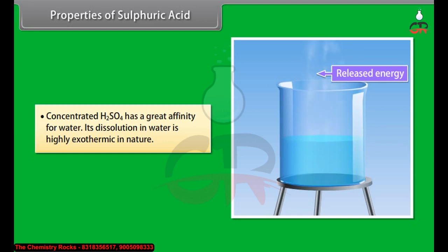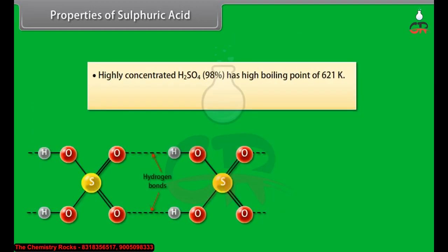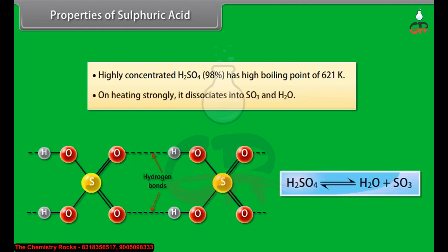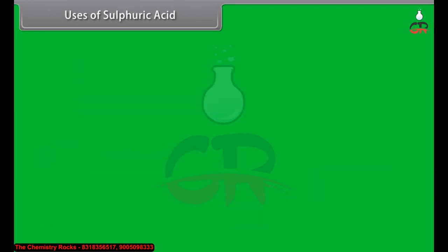Highly concentrated H2SO4 has a high boiling point of 621 Kelvin. It shows that H2SO4 has an associated structure due to hydrogen bonding. On heating strongly, it dissociates into SO3 and H2O. Uses of sulfuric acid. The important uses of sulfuric acid are the following.